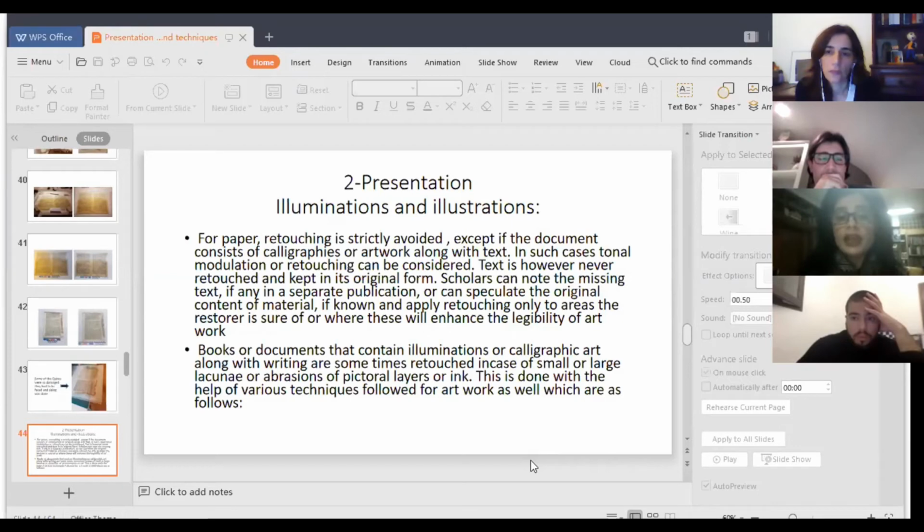This will enhance the legibility of artwork. Also, documents that contain illuminations or calligraphic art along with writing are sometimes retouched in cases of small or large lacunae. So this is just the part of the presentation, how we tend to present the lacunae that we have infilled in the historic paper, how we want to make it look presentable.